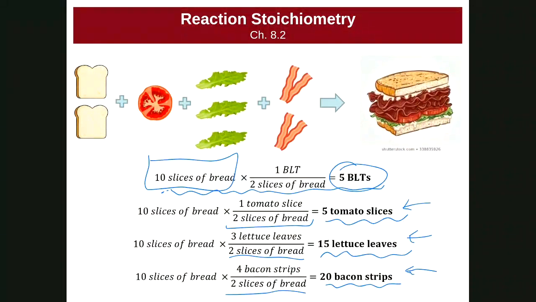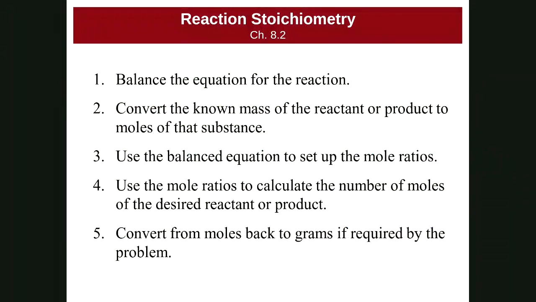So that was a stoichiometry problem using sandwiches. So now let's look at our steps and we'll get into a chemical example. So our steps are, first, you always want to balance the equation. When you have a recipe, it's already balanced for you. Somebody else put together that recipe so that you know how to make whatever it is you're making. So you have to balance your equation if it's not given to you balanced so that you know how to assemble your recipe.